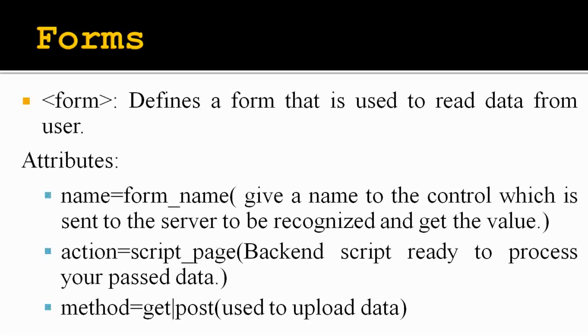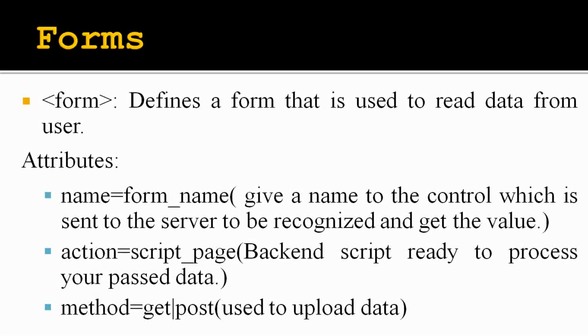Get sends the data as a URL variable, whereas post sends your data as an HTTP post transaction. Through the get method, you can send only a limited amount of data, whereas using post, you can send unlimited size of data. Any data sent using the get method is insecure, whereas through post it is a secure data transaction. Apart from this, we have a few more attributes.